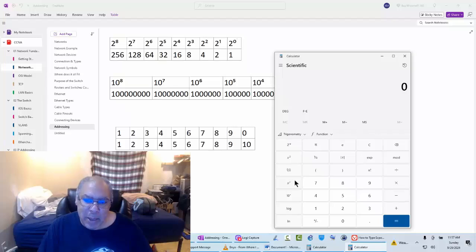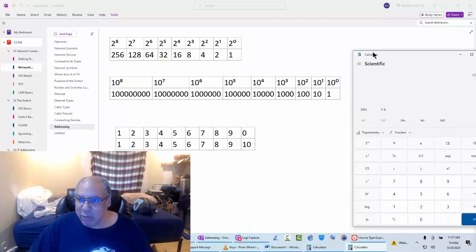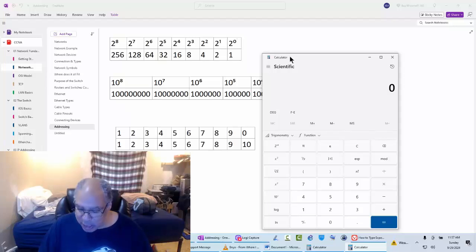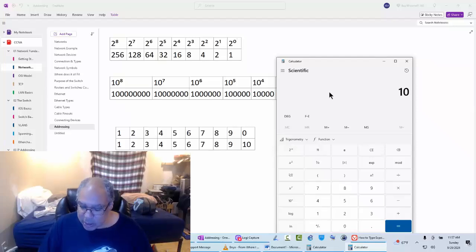Now, if we take our base-10 system, I say 10, which is my base, and I go to the 0 power. That gives me the value of 1. You see I got that right there, the value of 1, power of 0. I'm sorry, I messed up. 10 to the power of 1 gives me 10, and then the power of 2 gives me 100.